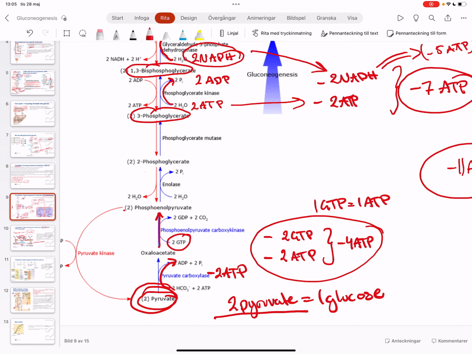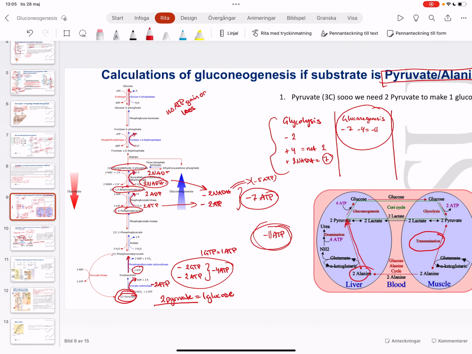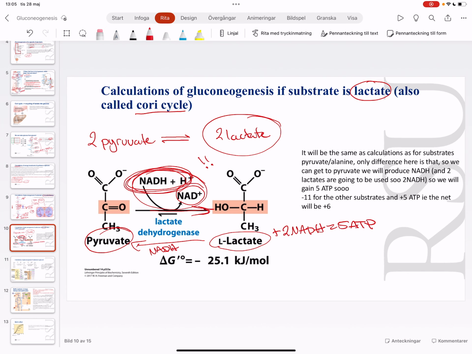So we will do the same calculations, minus 11 ATPs. Once we get to pyruvate, everything will be the same, the minus 11. But here we have to remember that we have actually gained 5 ATPs from converting lactate to pyruvate. So minus 11 plus 5 will be minus 6 ATPs. So the net ATP, if we use lactate, will be minus 6.